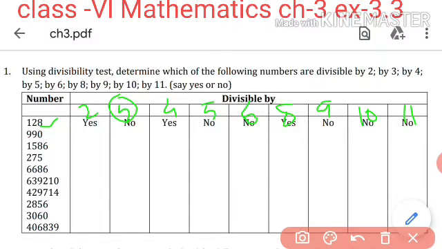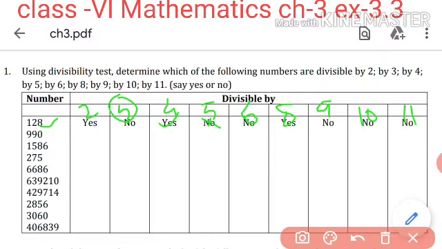Now next, 4. So is 128 divisible by 4? What is the divisibility test of 4? It is the last 2 digits. So the last 2 digits are 28. Now 28 is divisible by 4, isn't it? So this will be yes. Now next again, 5. So to be divisible by 5, the number should be what? The last digit should be 0 or 5. So this is not divisible.